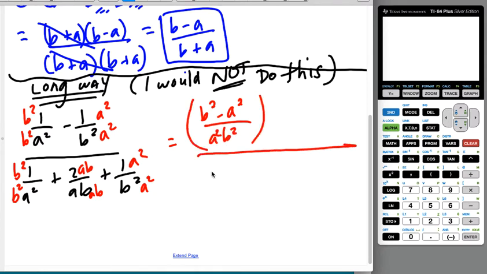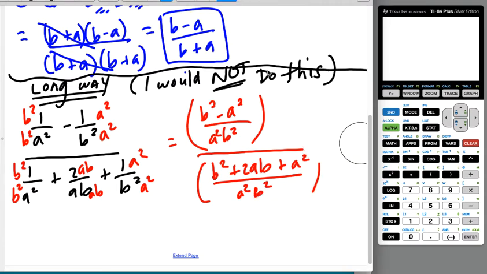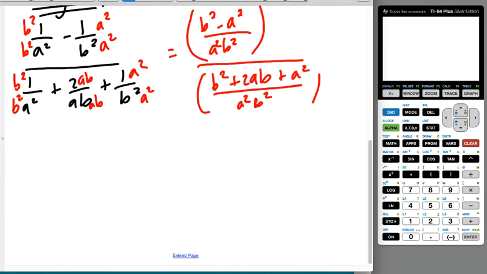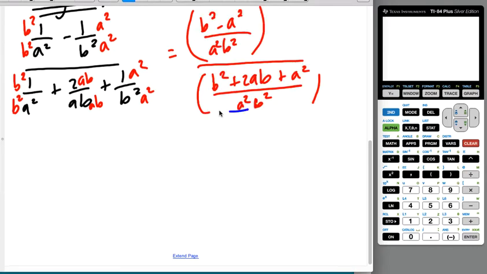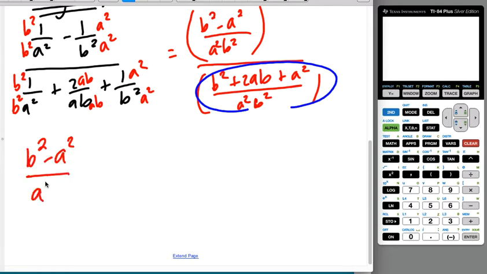On the bottom, I'm going to get b squared plus 2ab plus a squared on top of my new common denominator, a squared, b squared. When I divide a fraction by a fraction, so when I divide this top thing by this, I flip to make it multiplication. So the top would say b squared minus a squared over this a squared, b squared. But the bottom would become a squared, b squared on top over this monstrosity.